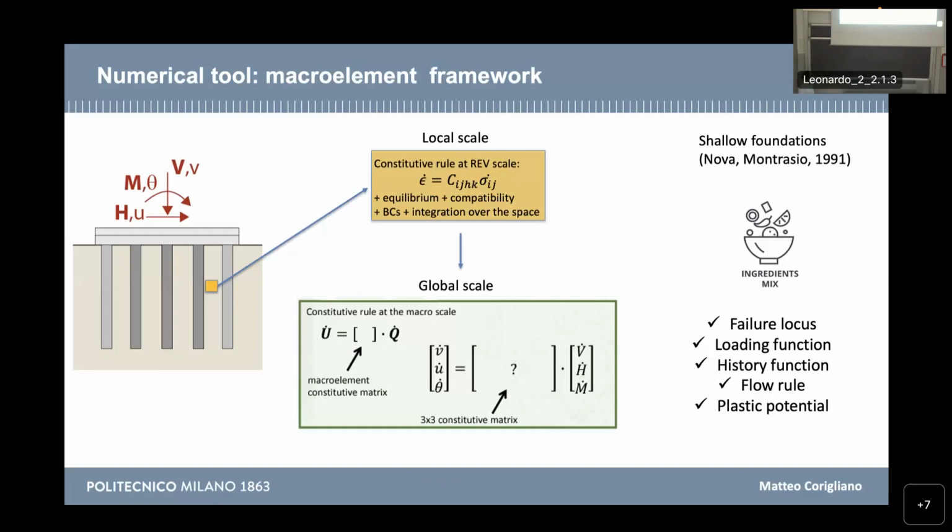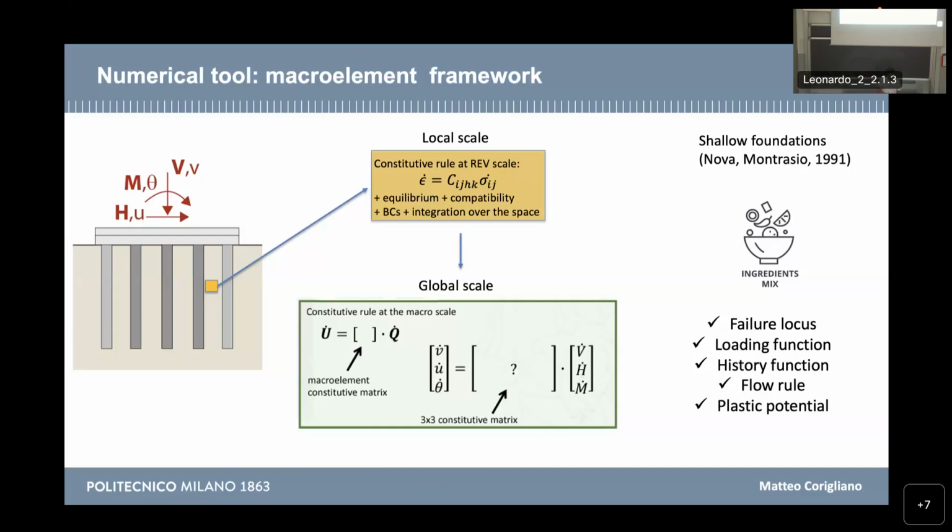We can pass to the global scale and have generalized variables. So what we need are the displacement of the foundation calculated imposing the generalized forces on the foundation itself, by means of a matrix that has to be computed. And this is the tricky part.